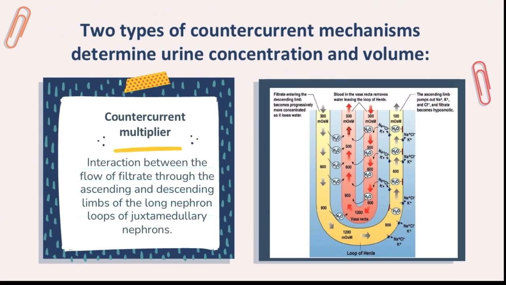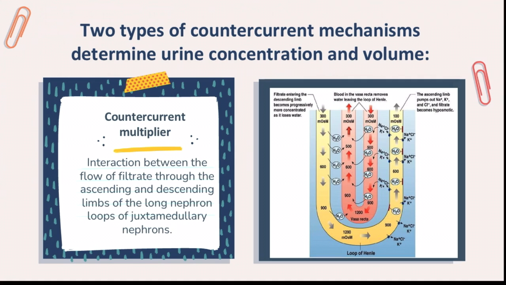So the countercurrent multiplier is the interaction between the flow of filtrate through the ascending and descending limbs of the long nephron loops of juxtamedullary nephrons. So here is a sample diagram of a nephron loop of Henle. This one right here is the descending limb. Here in the descending limb, the filtrate is going downward. This arrow going down.